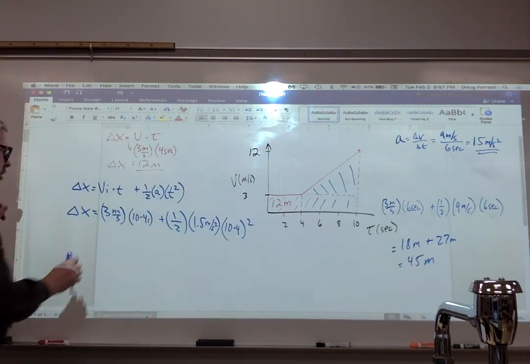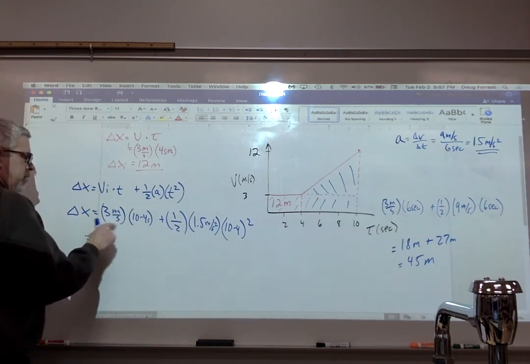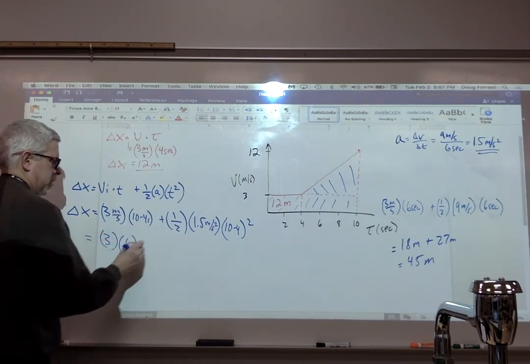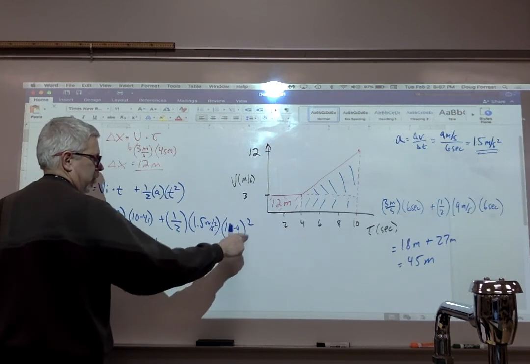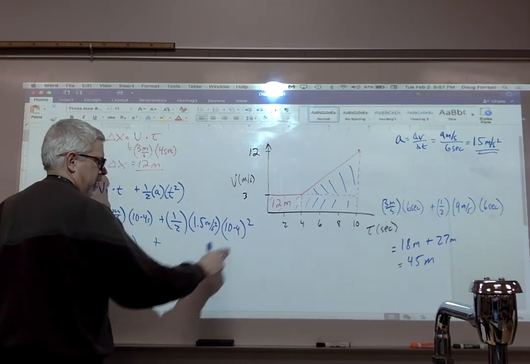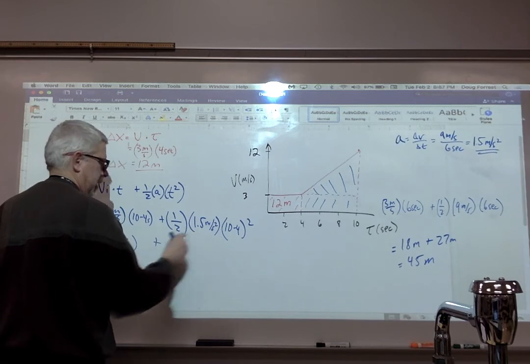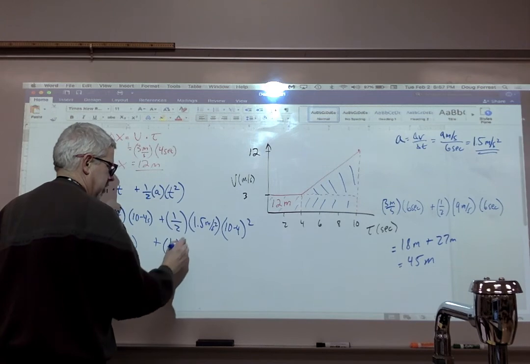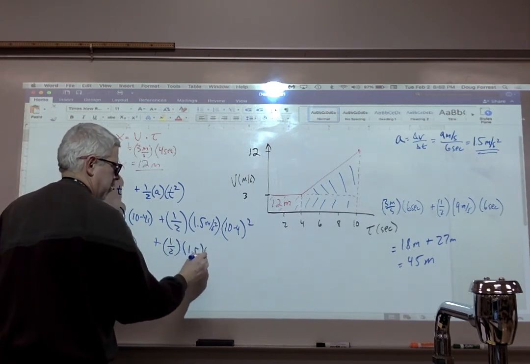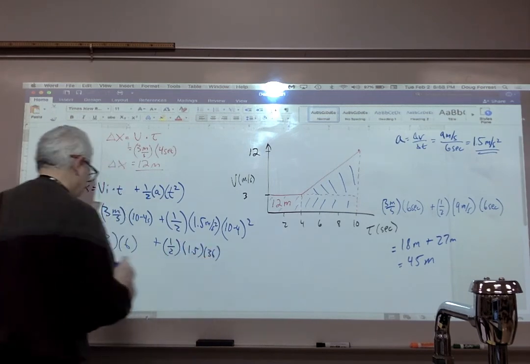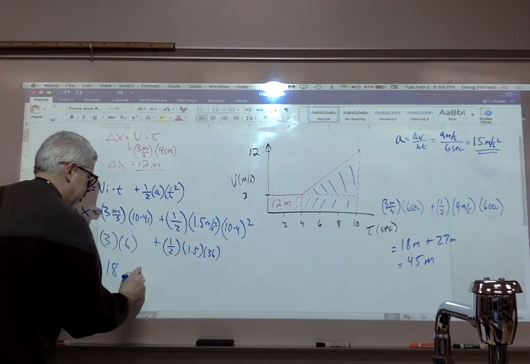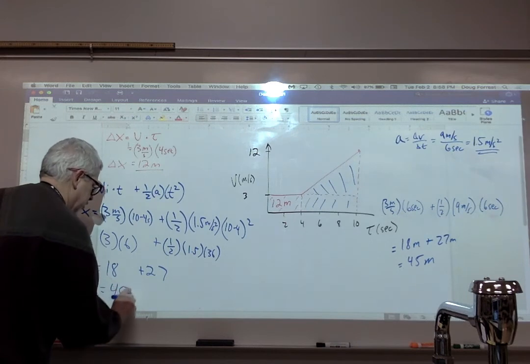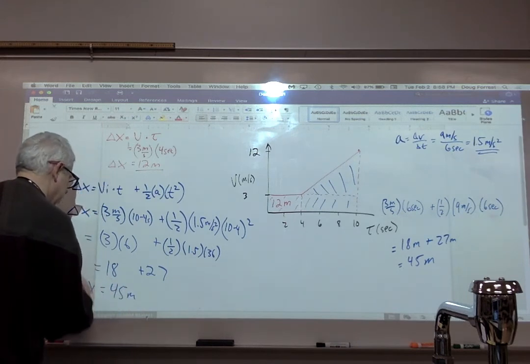Right? Let's go ahead and do this. 3 times 10 minus 4 is 6, plus 10 minus 4 is 6, 6 squared is 36, 36 times 1/2 is 18, 18 times 1.5 would be 27. So I end up getting 18 plus 27, those 45 meters. Same as looking at the graph.